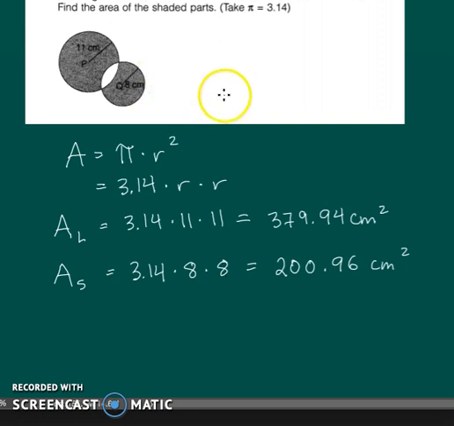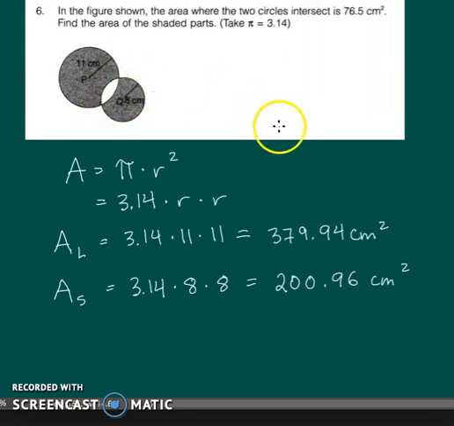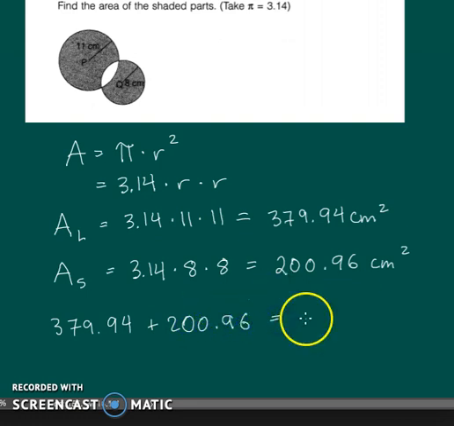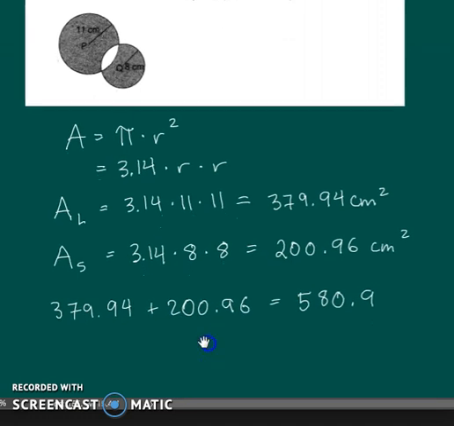Okay, so what's the next step? Because we know that we have to remove this white piece in order to find the area of the shaded areas. So let's add those two areas together and start there. So I'm going to say 379.94 plus 200.96. And the total area of the two circles, if we're talking about two separate circles, would be 580.9.